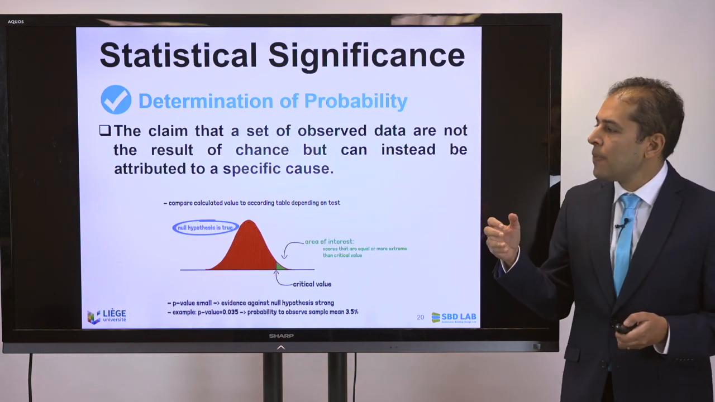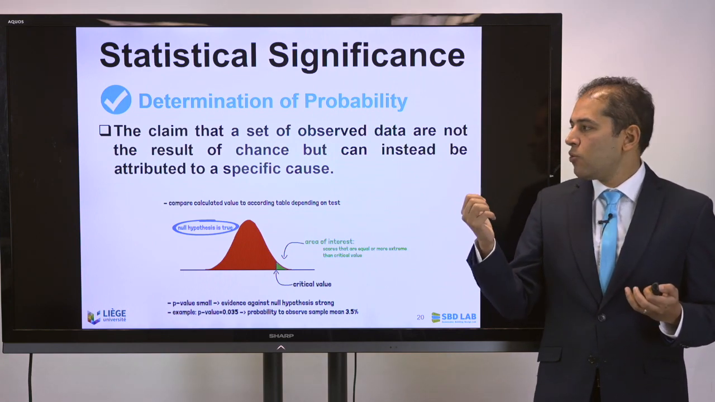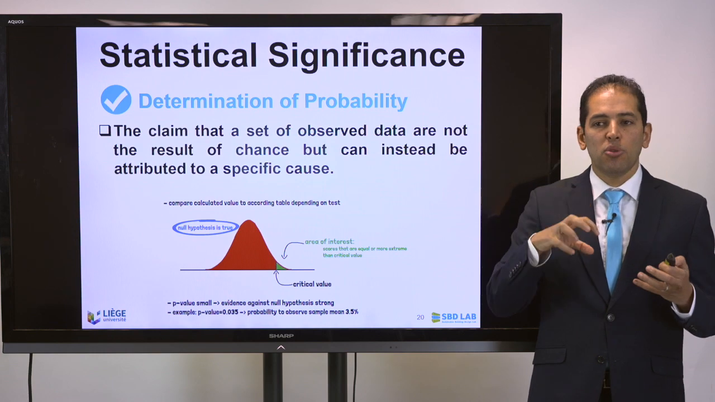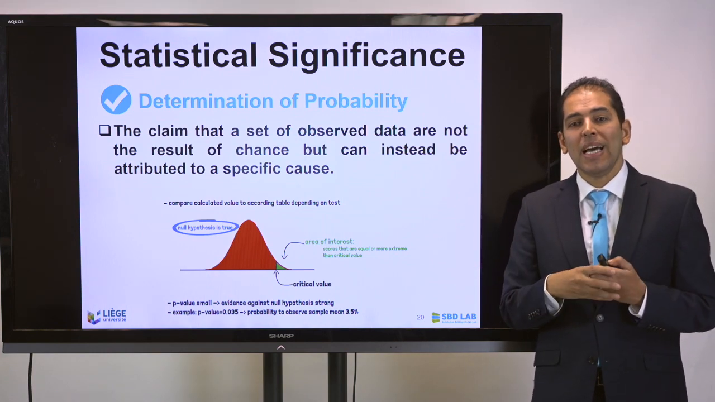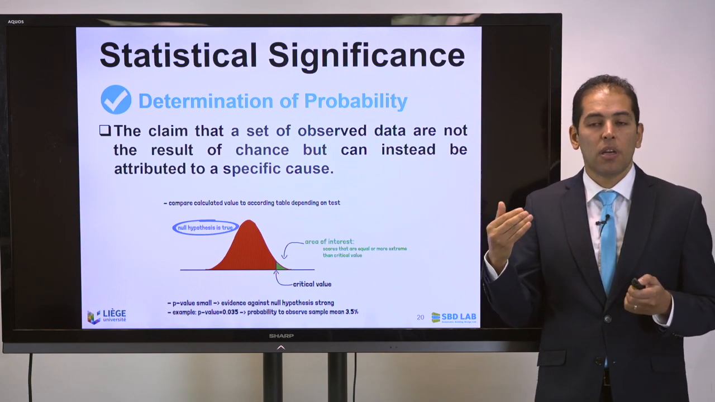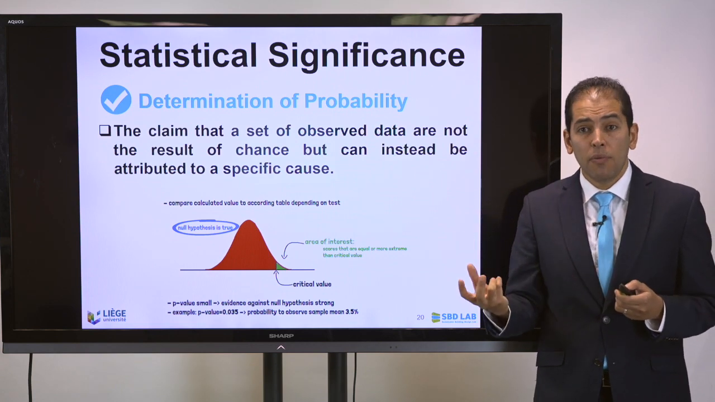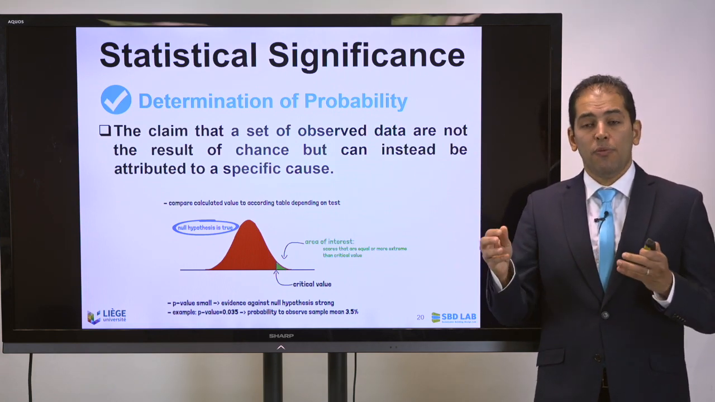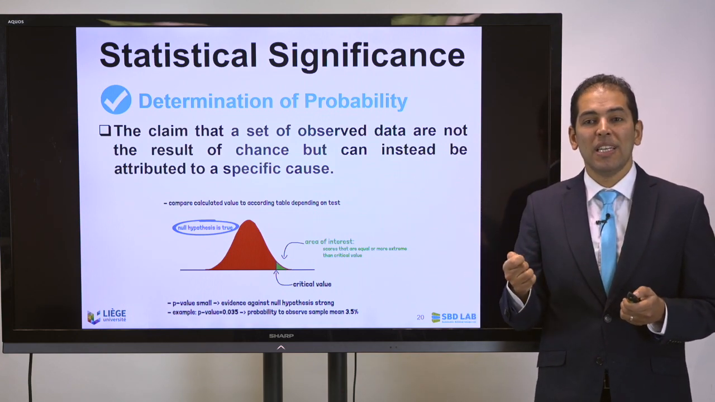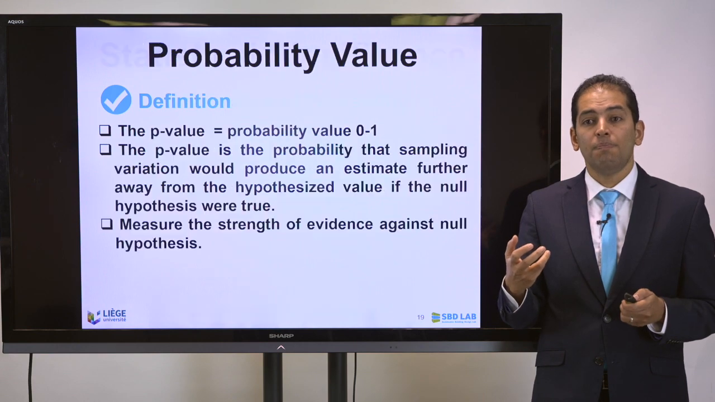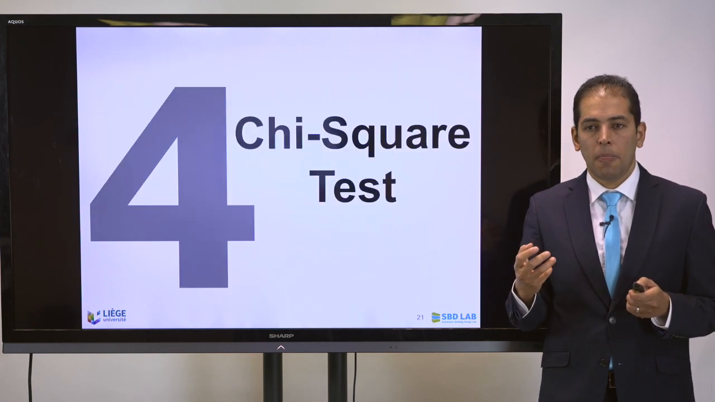And as you can see, here we are looking at the statistical significance test, where we have the claim that a set of observed data are not the result of chance, but can instead be attributed to a specific cause. So we also use that test of the level of significance, if we have an alternative hypothesis, to go further and investigate the significance of our results.